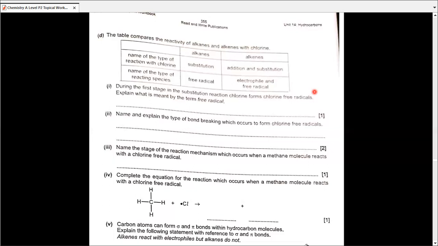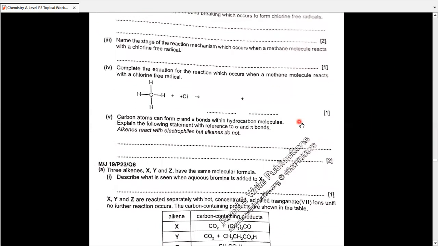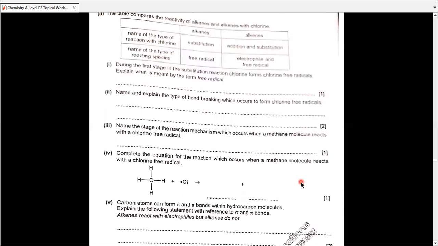So for 4, there would be a CH2 free radical, and the dot would be on carbon, and HCl would be formed along with it. The radical is not CH3, I mean. Yeah, okay, CH3. Right. Okay, moving on to 5. Carbon, I think.